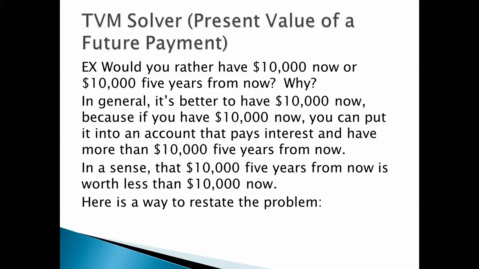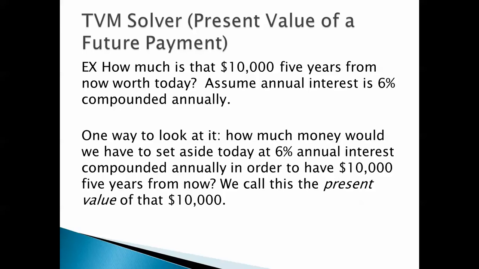Here's a way to restate the problem. How much is that $10,000 5 years from now worth today? Assume annual interest is 6% compounded annually. One way to look at it, how much money would we have to set aside today at 6% annual interest compounded annually in order to have $10,000 5 years from now? We call this the present value of that $10,000.